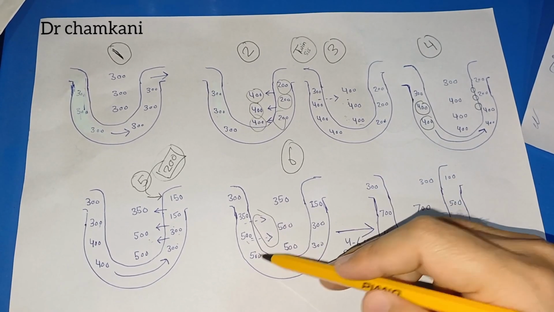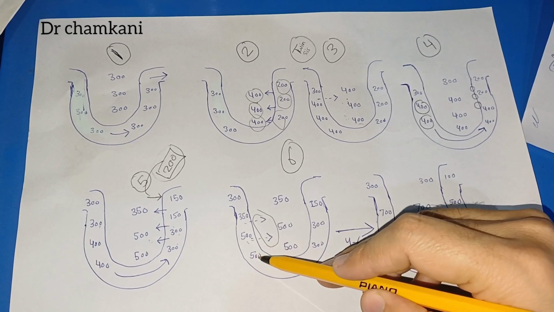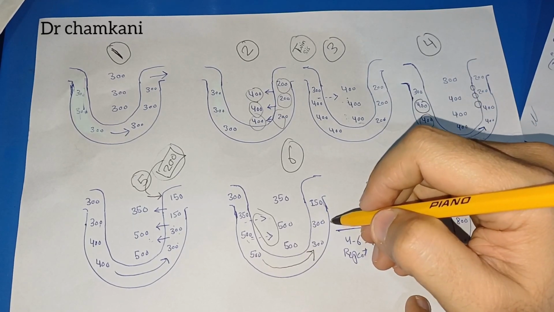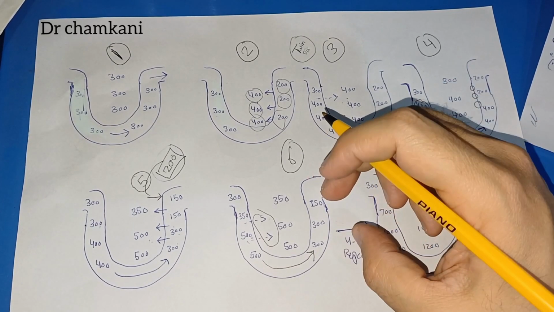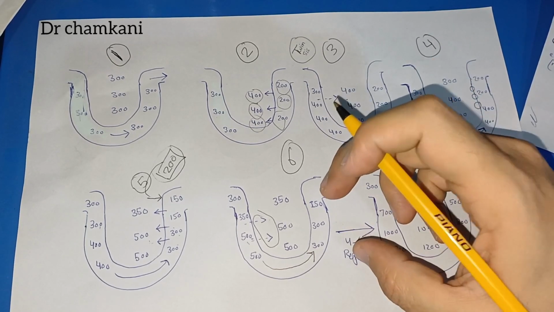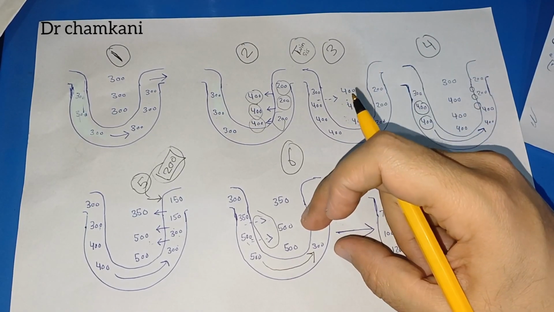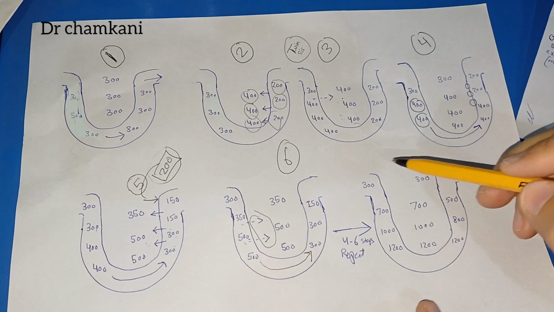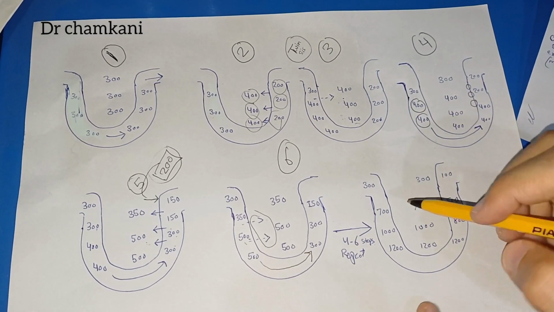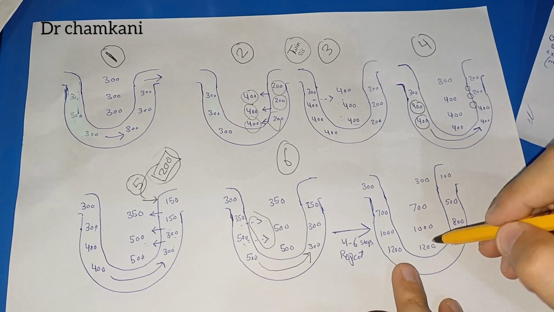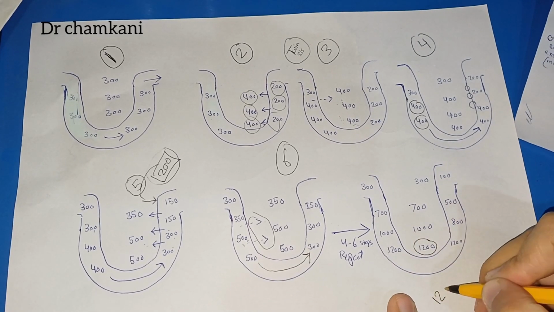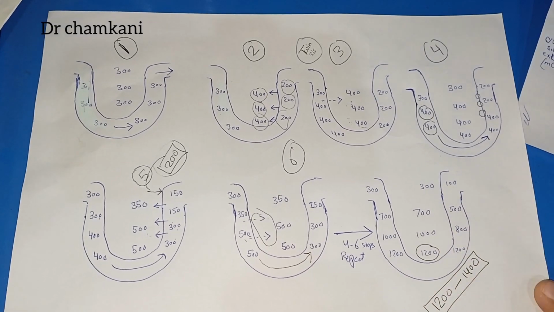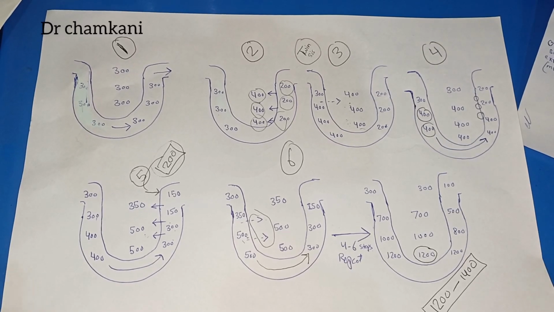What happens next is that this 500 will move into the ascending limb, and again a difference of 200 milliosmol between the ascending limb and the medullary interstitium will be created. This cycle will keep repeating until the medullary interstitium osmolarity has increased to around 1200 to 1400 milliosmol. So that's all about the steps of the countercurrent multiplier mechanism, and it's very easy.